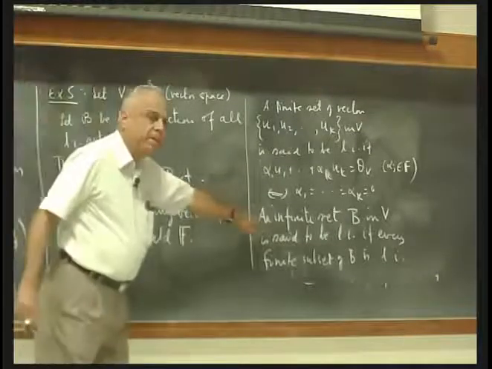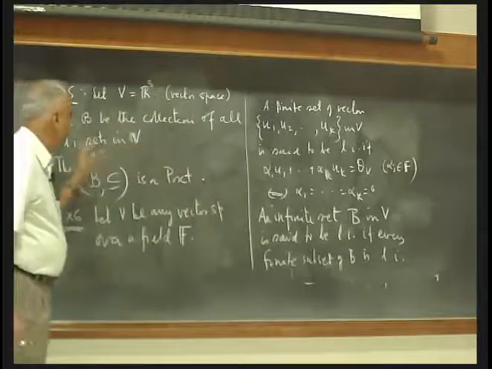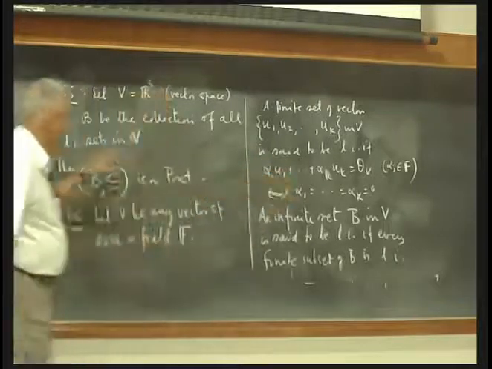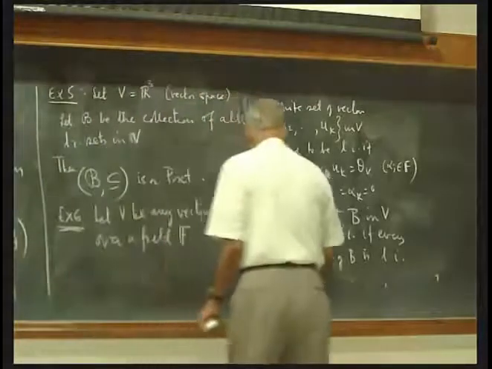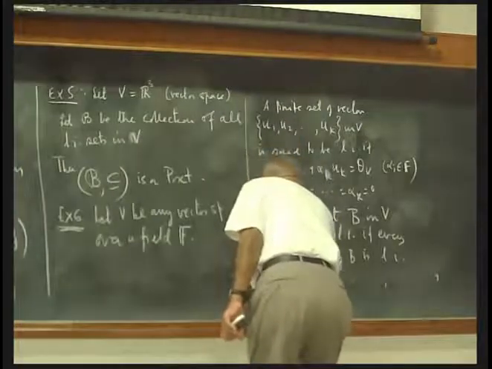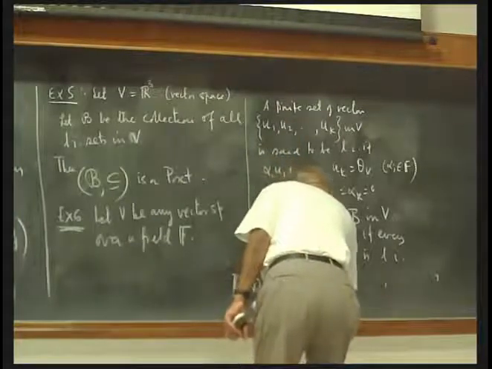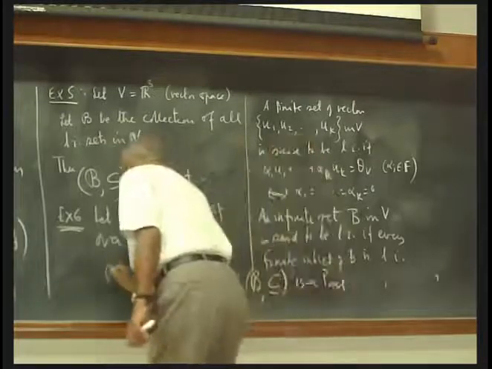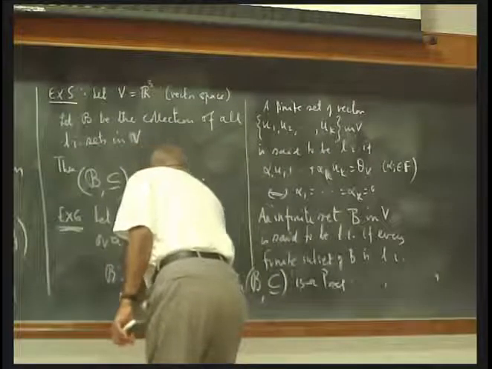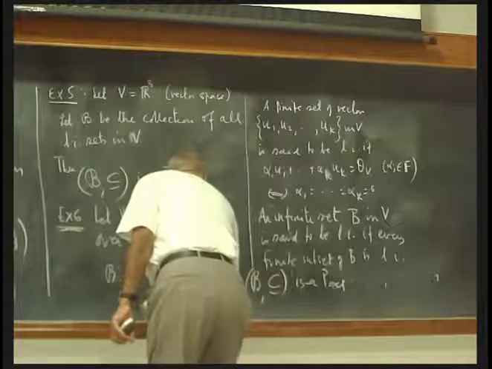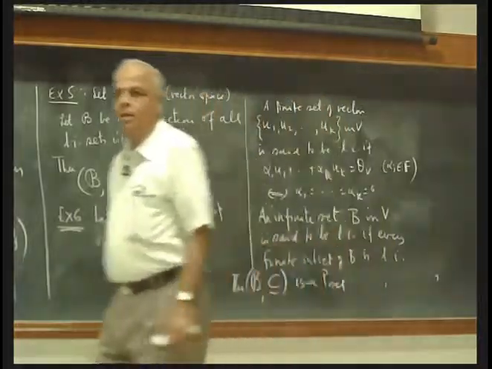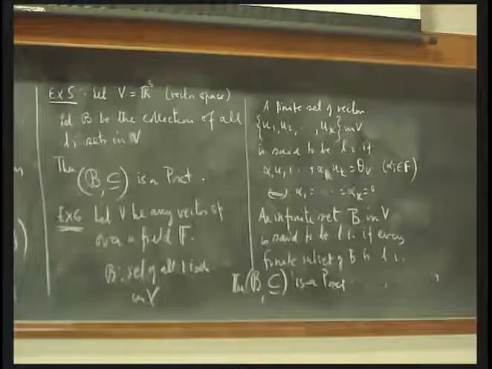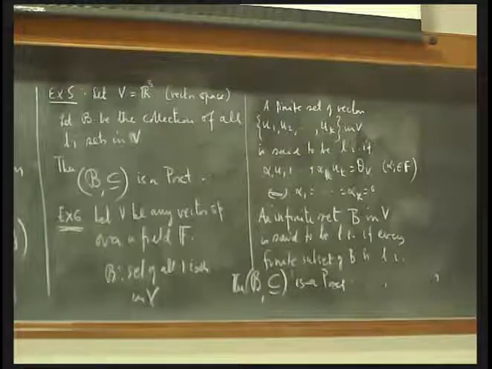Now take B to be the set of all linearly independent sets in the vector space. With this definition of linearly independent set, B is the set of all linearly independent sets. Take that collection with the subset relation. Again, there are pairs which are not comparable.